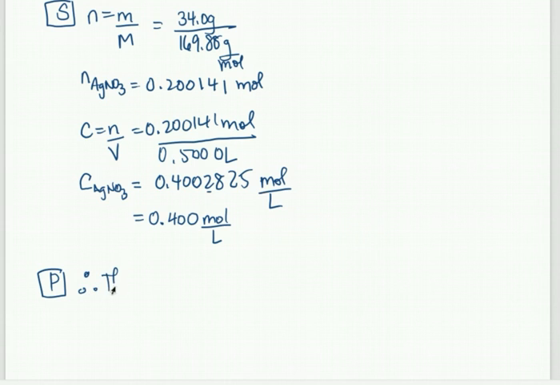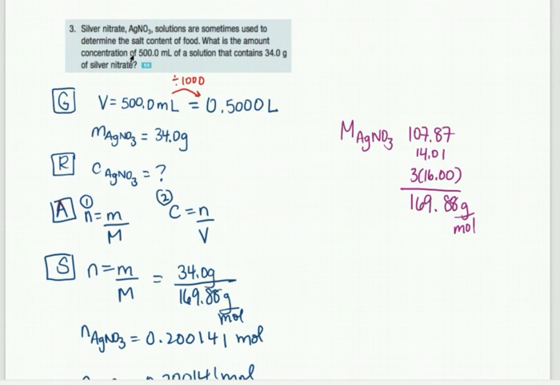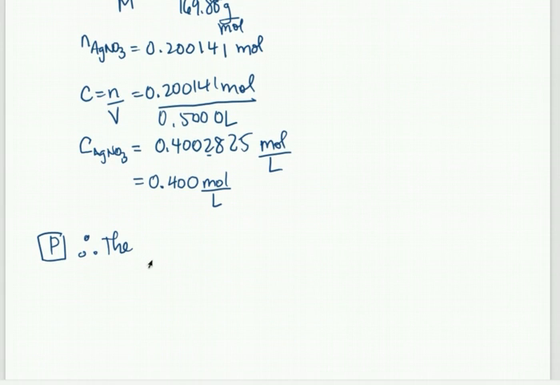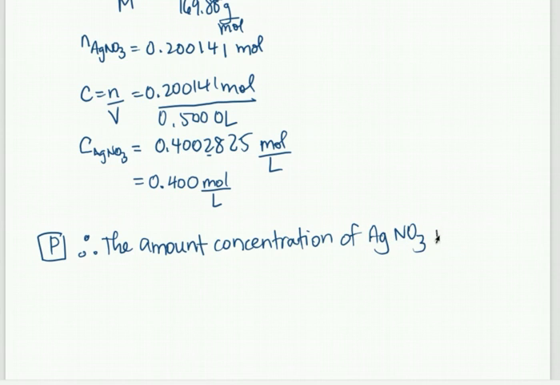Therefore, okay, so you want to use the proper terminology, amount concentration. That's important too, to write amount, not just concentration, because you're going to be looking at other types of concentrations. And you need to be clear as to what type of concentration you found. So the amount concentration of silver nitrate is 0.4 mole per liter.